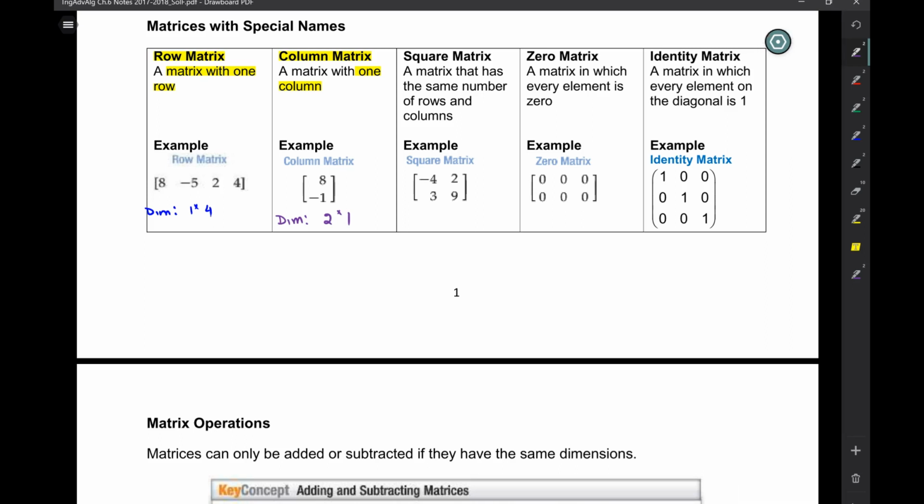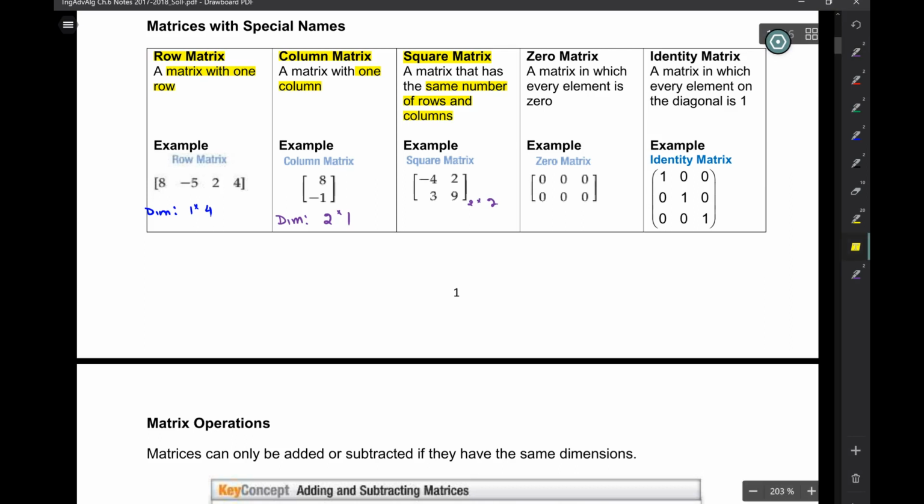All right, a square matrix has the same number of rows as it does columns. So this is a 2 by 2. And you can have a 3 by 3. You can have a 10 by 10. You can have a 54 by 54. It's just square.